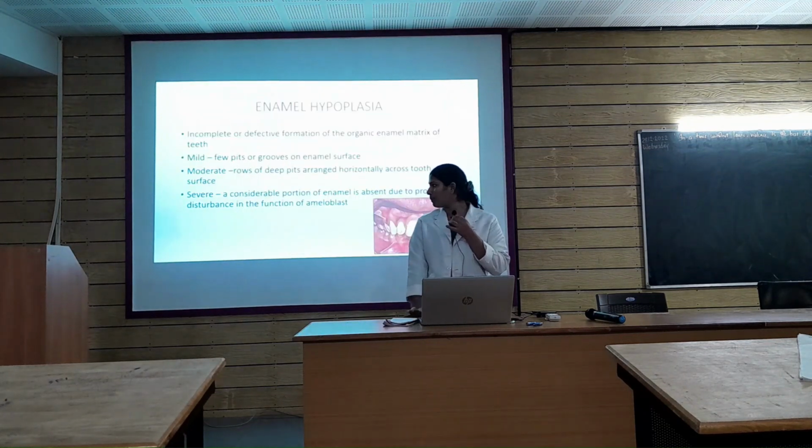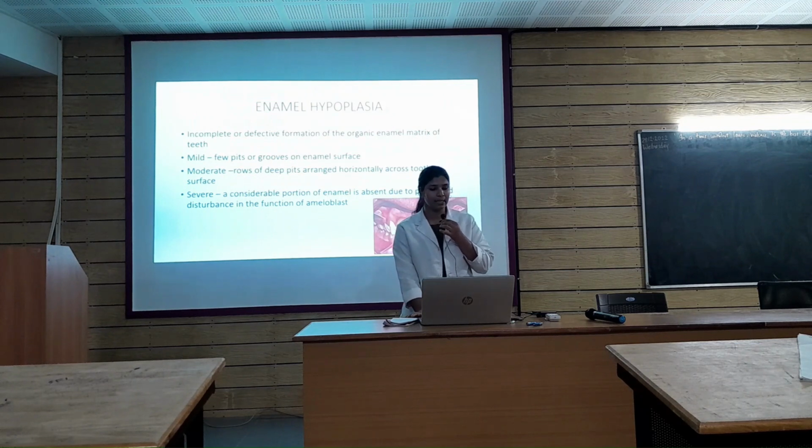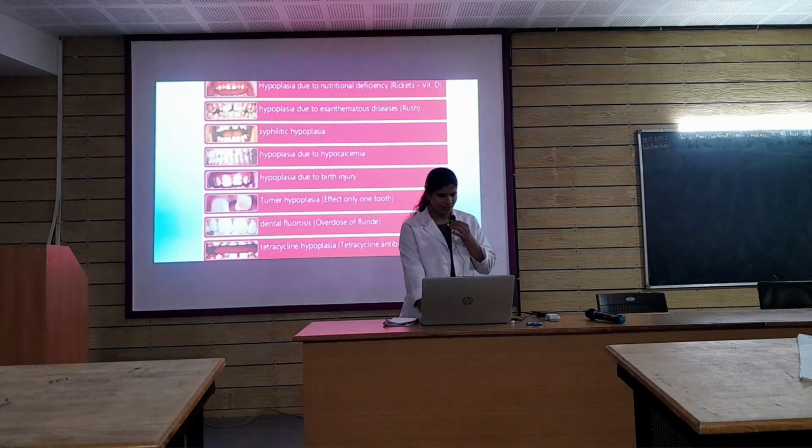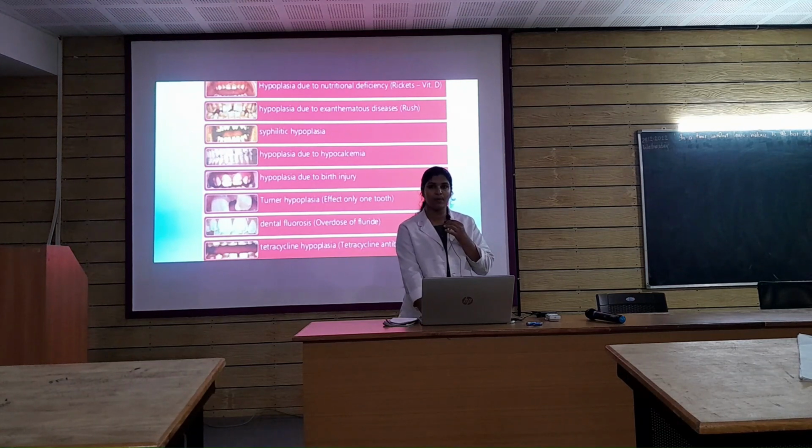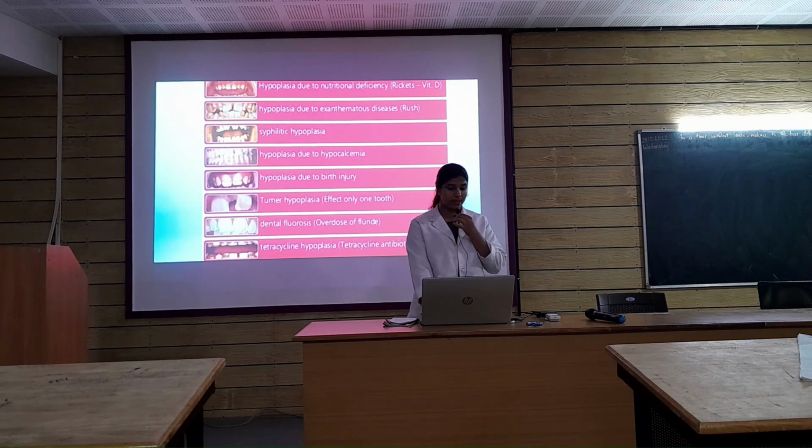Enamel hypoplasia occurs as an incomplete or defective formation of the organic enamel matrix of the teeth, and it also has mild, moderate, and severe conditions. It occurs in different forms over the tooth, such as due to Turner's hypoplasia on a single tooth, or due to hypocalcemic conditions, syphilitic hypoplasia, and different types of hypoplasia.